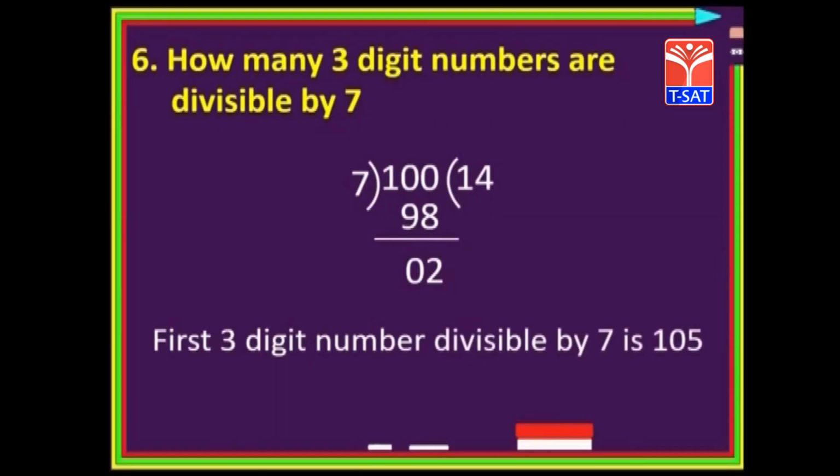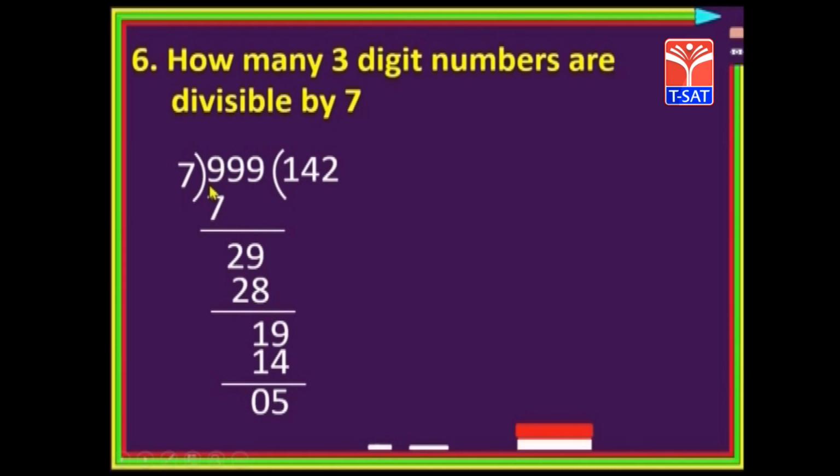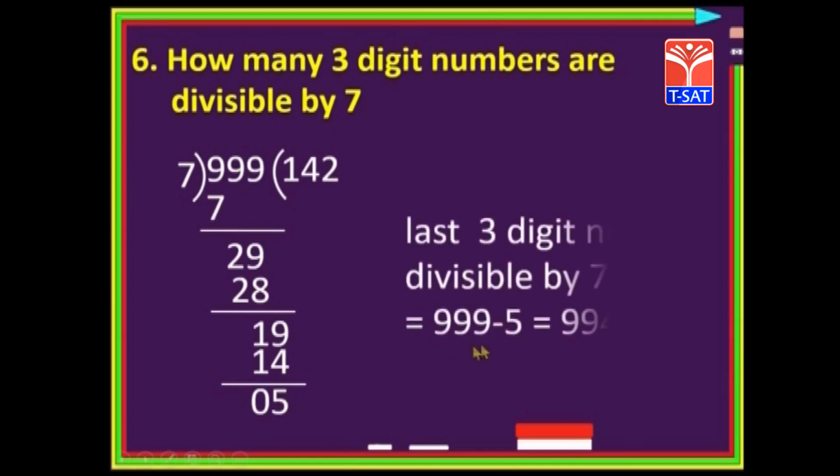Similarly, we can find the largest 3-digit number which is divisible by 7. The largest 3-digit number is 999. Divide with 7, after the simple division calculation the remainder is 5. So, 999 minus 5 is 994. So, the greatest 3-digit number which is divisible by 7 is 994.